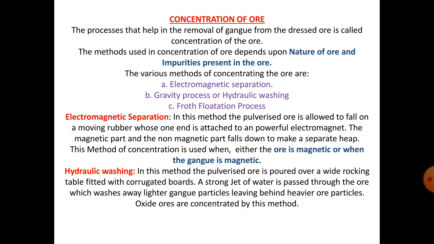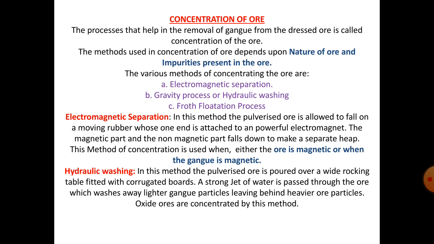Next, a question might come: name some methods of concentration of ore. There are normally three methods which we are going to discuss here. One is electromagnetic separation. Number two is gravity separation or hydraulic washing. And third one is the froth flotation process. Let's understand what is electromagnetic separation.